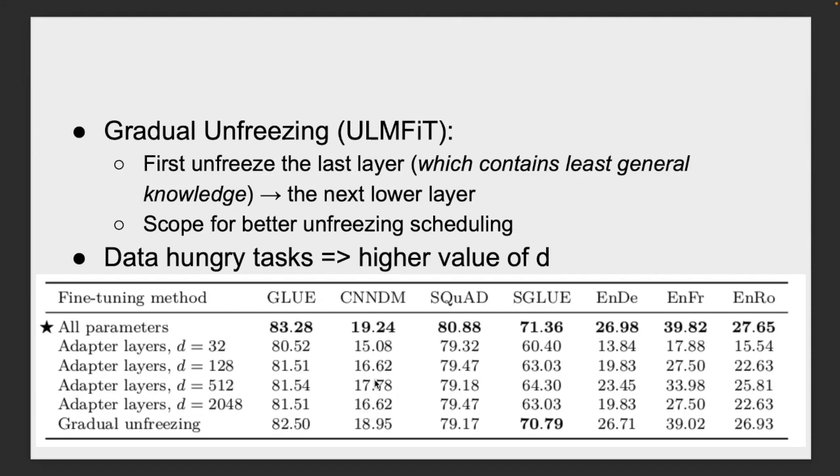For example, in the CNN over here, at 512 you get a score of 17, almost close to 18. But if you increase the hidden dimensions in the adapter layers, the performance actually drops. And gradual unfreezing actually I don't think is giving any improvement, so it's not that effective for the T5 model over here.